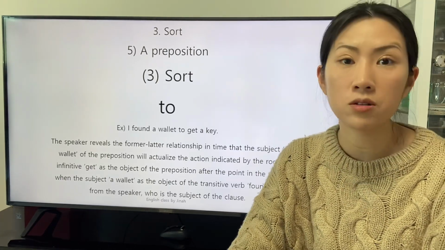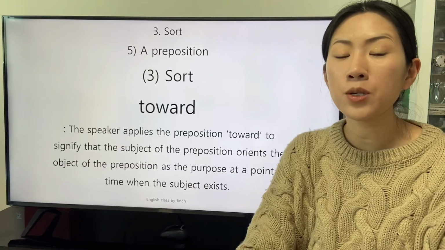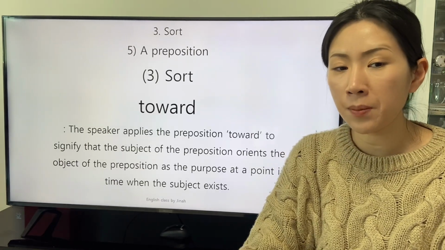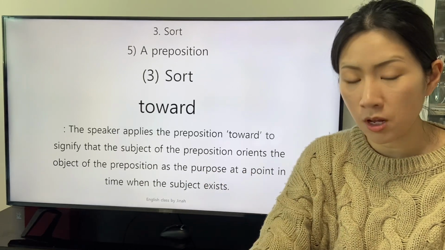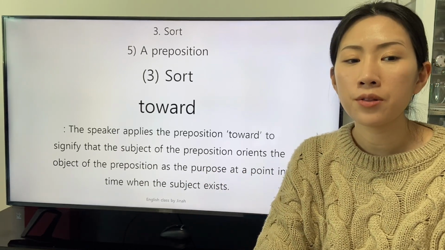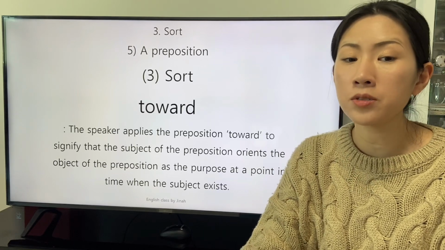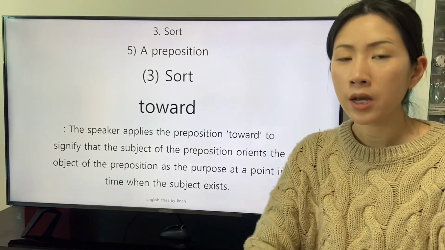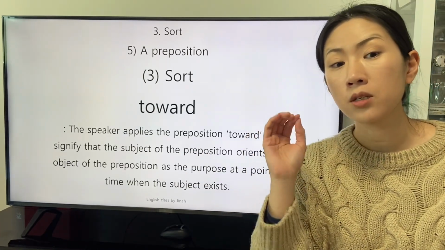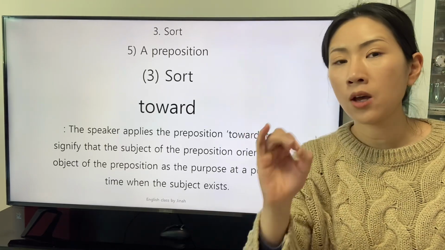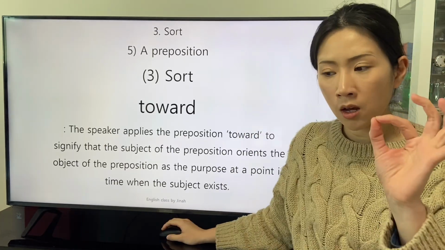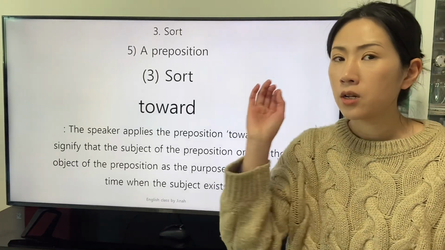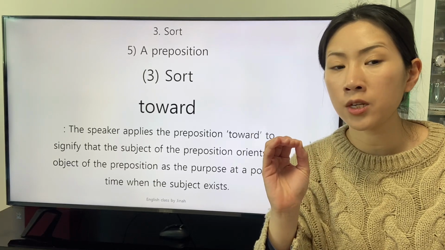who is the subject of the clause. The next preposition we will study is the preposition toward. The speaker applies the preposition toward to signify that the subject of the preposition orients the object of the preposition as the purpose at a point in the time when the subject exists. The object of the preposition toward reveals the orientation of the subject. The object of the preposition toward is the object that the subject of the preposition pursues.